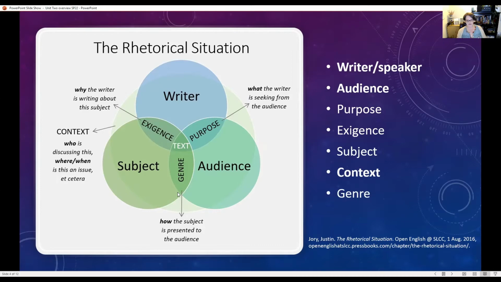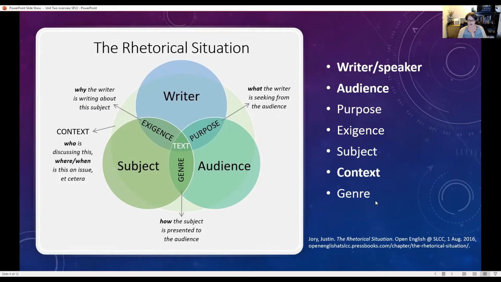And then we have genre here in the overlap between subject and audience. So genre is the way in which, or the how, that the subject is presented to an audience. So if you have an audience of kindergartners or an audience of college students, your subject is going to be conveyed differently depending upon the audience. So genre is very much dependent on subject, but it's also dependent on audience, right?